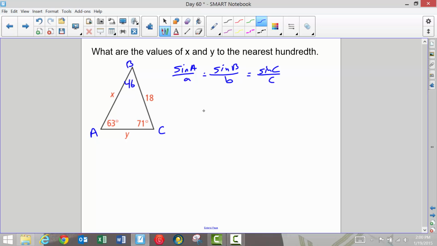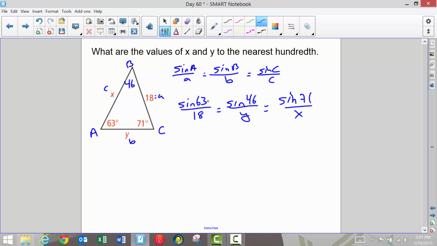So I know it's sine of A over a, sine of B over b, sine of C over c. And again, this is angle, angle, side. So if I have angle, angle, side, I know it's automatically law of sines. Substitute the values in. So I have sine of 63 over 18. Here's A, opposite of angle A is little a. Here's little b, here's little c. And that's going to be equal to the sine of 46 over y, which is the sine of 71 over x. Now I just need to set up a proportion, cross multiply, and solve.